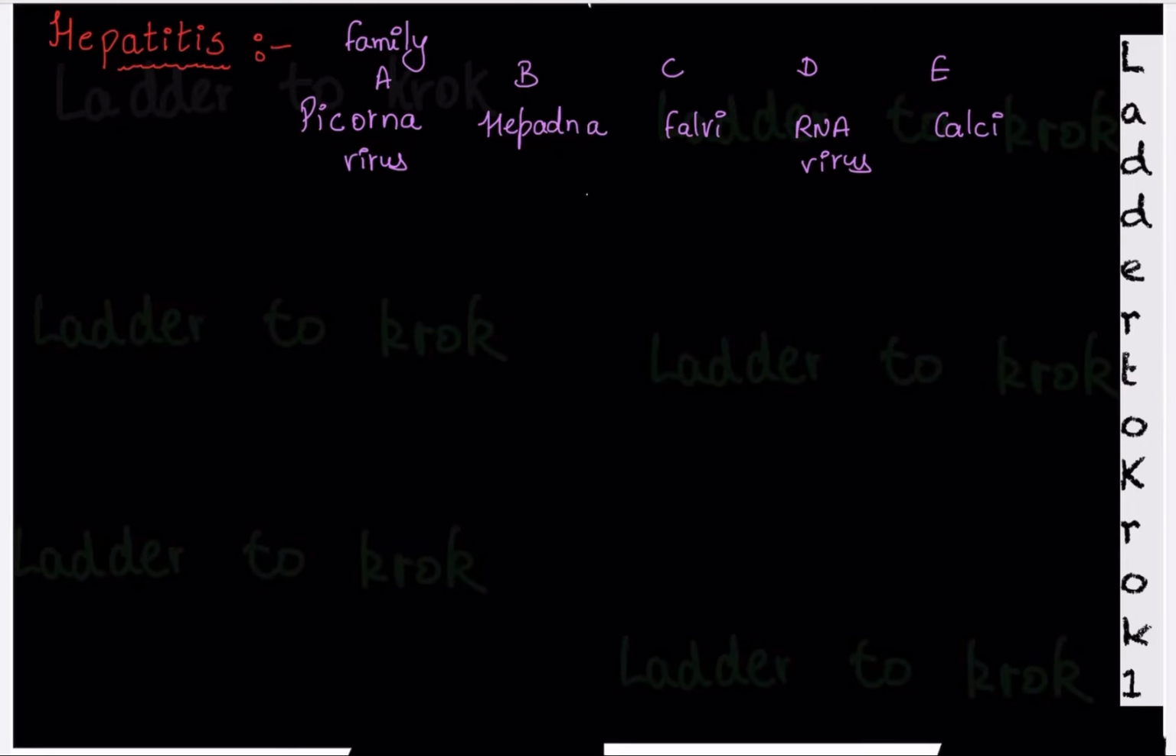How to remember this? There is one mnemonic. The mnemonic is like this: private hospitals favor rich clients. Okay, it's a mnemonic to learn the families of these viruses. So now let's discuss the first one.